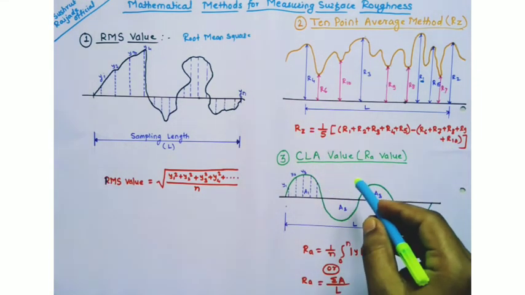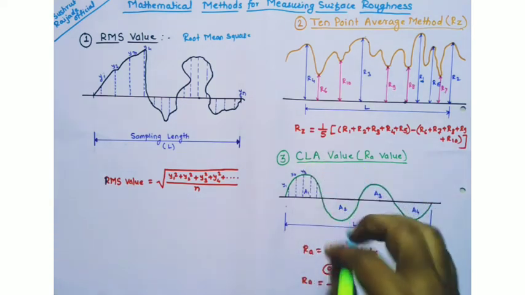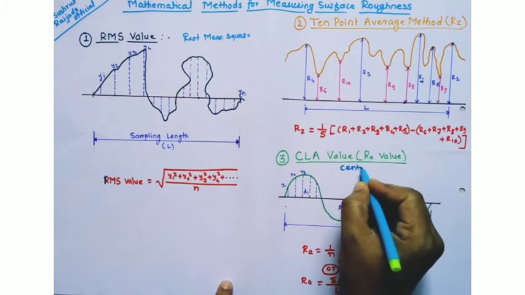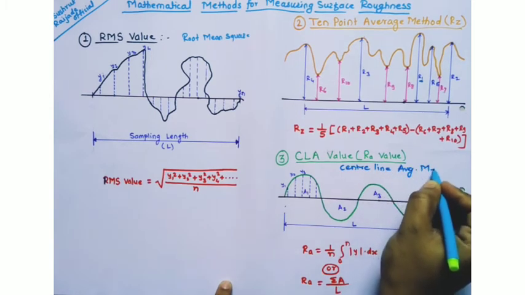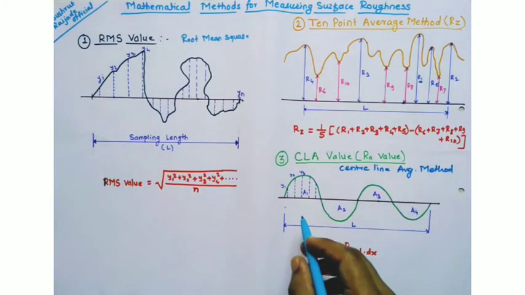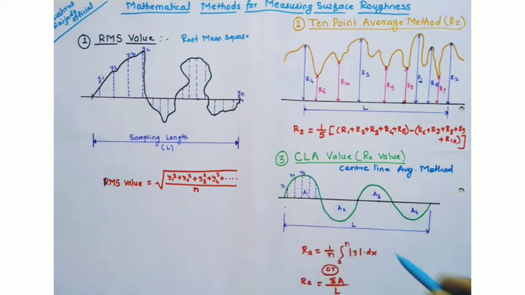Third method is the CLA value, that is the Ra value. CLA means center line average method. In this method, you can calculate the roughness value by using two formulas. First one is Ra equal to 1 upon n, integration from 0 to n of mod of y into dx.